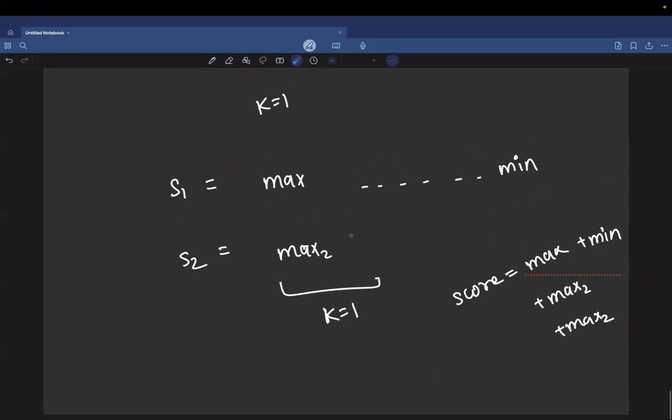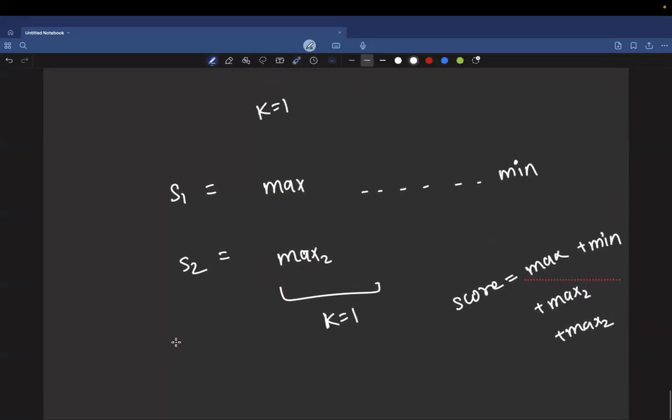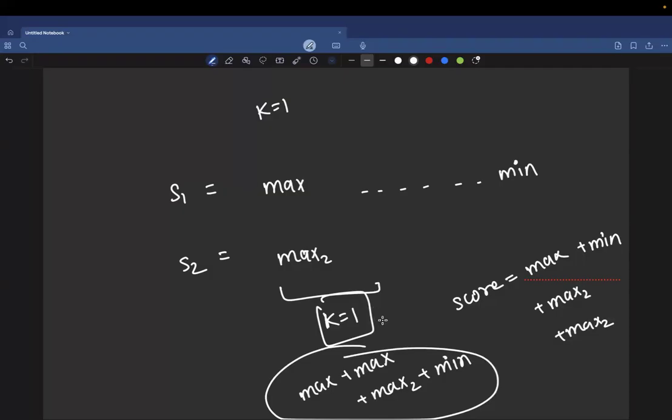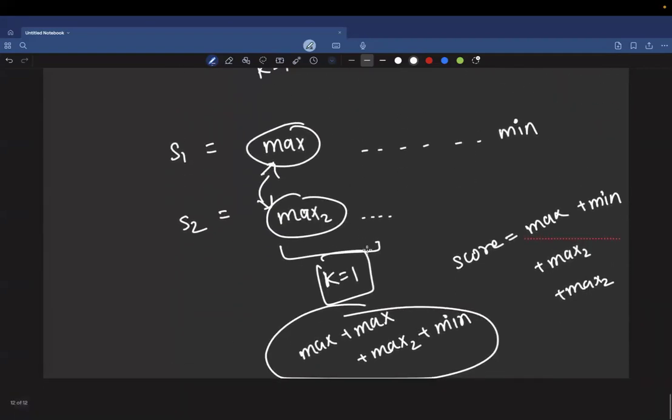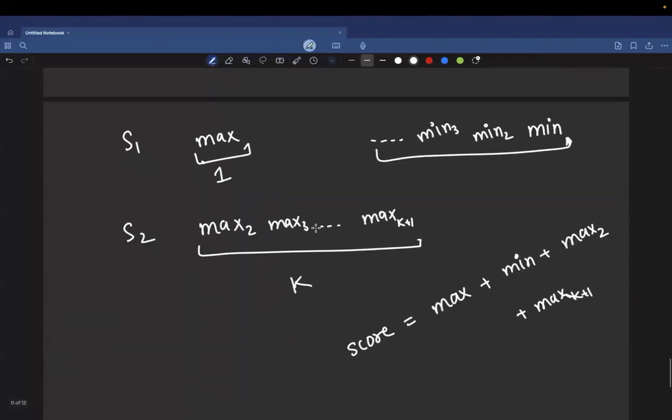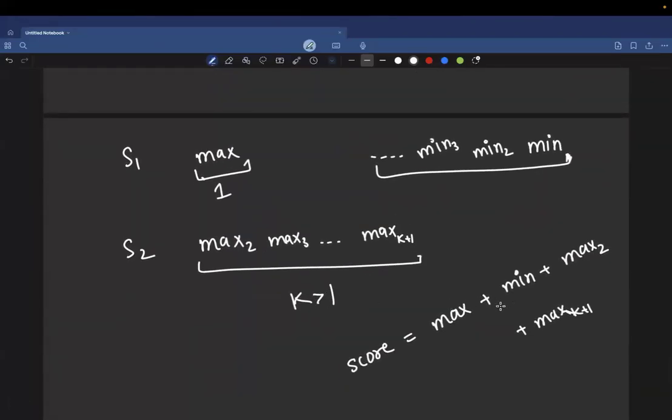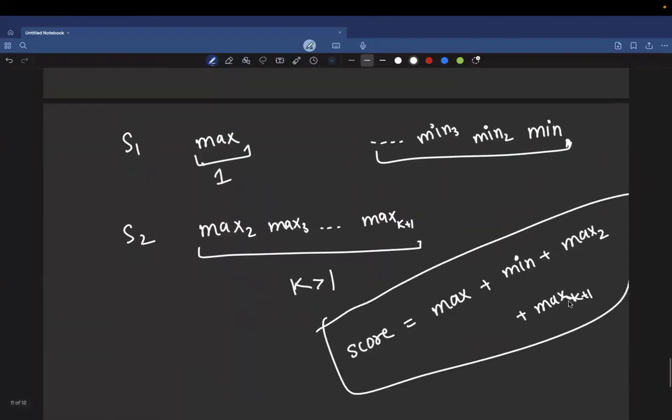So for k equal to 1, our solution is going to be equal to max plus max2 plus min. And if you have k being greater than or equal to 2, in that case you must place at least one guy here. So it doesn't matter whether you have max coming up here or here; in that case everything is the exact same. So we can just say that if k is equal to 1, then this is our answer. If k is greater than 1, then this is our answer, right?